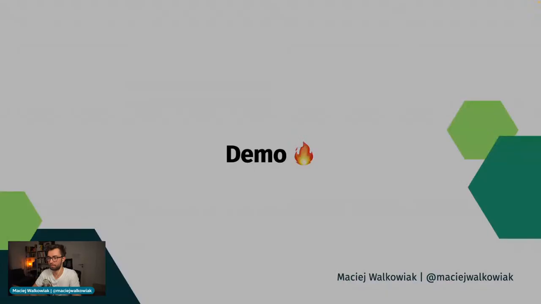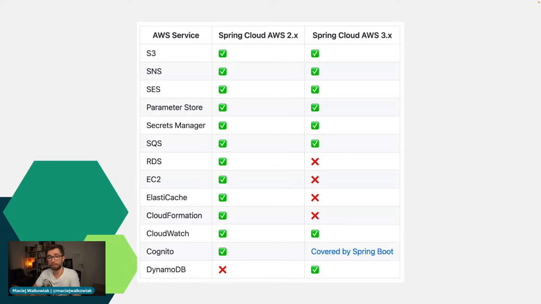Okay, let me switch back to the presentation, and we will now see a little bit darker side of Spring Cloud AWS 3.0. If you look at the list of services that we support in 2.x, it was a little bit longer. We also supported RDS, EC2, ElastiCache, and CloudFormation. In terms of RDS, we may actually bring it back, but we decided that Spring Boot should implement it first. Not exactly the integration with RDS, but specifically the support for having the primary database and also the read replica database. Then our integration with RDS could just orchestrate it properly instead of implementing this whole support by ourselves like it was in 2.x.